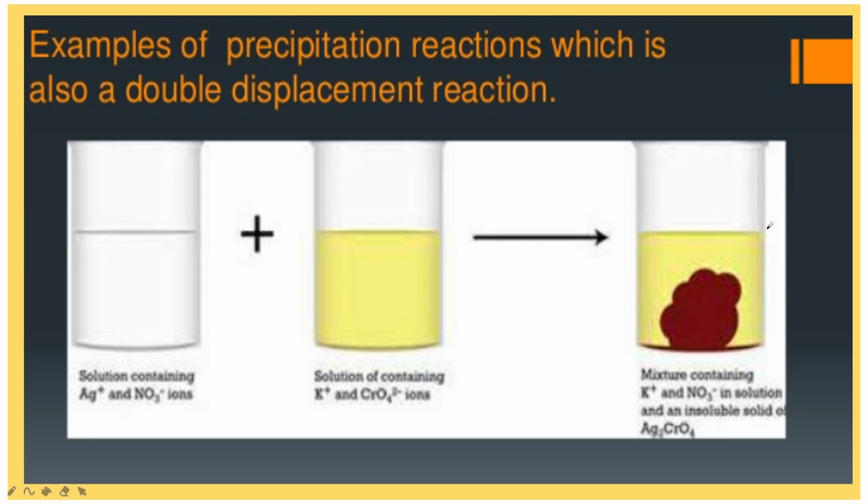Here you can see a precipitation reaction, which is also a double displacement reaction. A solution containing silver and nitrate ions, and a solution containing potassium and chromate ions. The mixture contains potassium nitrate in the solution and an insoluble solid which is formed, Ag2CrO4, silver chromate.